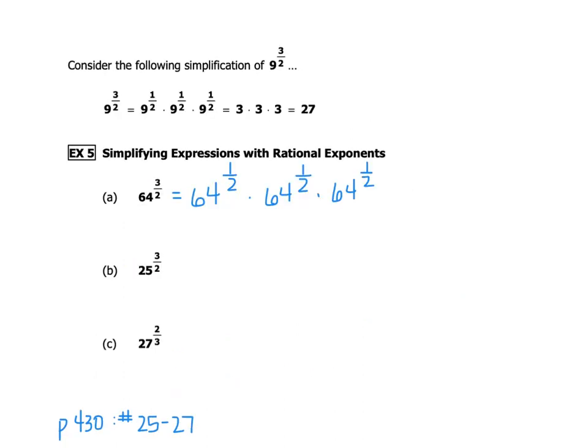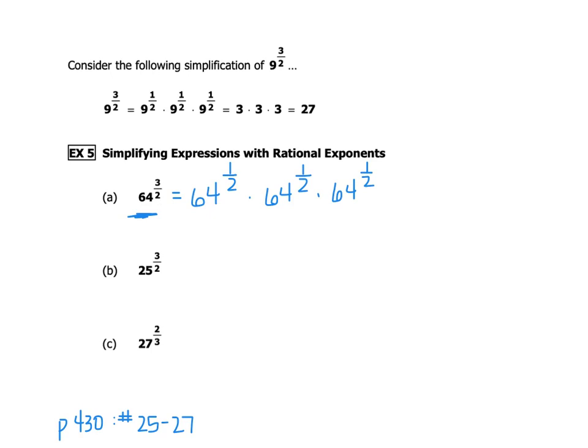Okay, let's go to the next example. In these examples, you notice they're like the last ones, but our numerators are not ones. So here's what we have. We have 64 raised to the 3/2 power. What I want us to do is write 64 to the 1/2 power 3 times. And the 3 times is because of the 3 in the numerator. And I hope you'll agree that 1/2 plus 1/2 plus 1/2 gives us 3/2.